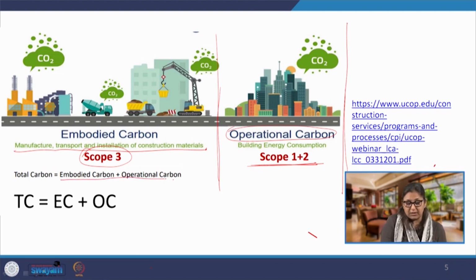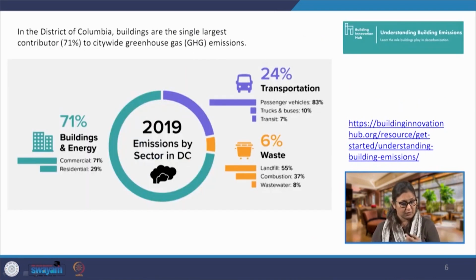this embodied carbon and operational carbon, just as we have the sum total of emissions scope 1 plus 2 and scope 3 as well. So, this is where all the emissions are going to take place from the building value chain, the entire life cycle of the building.